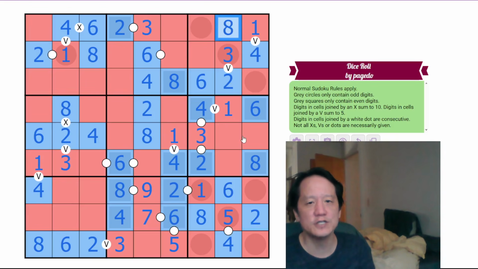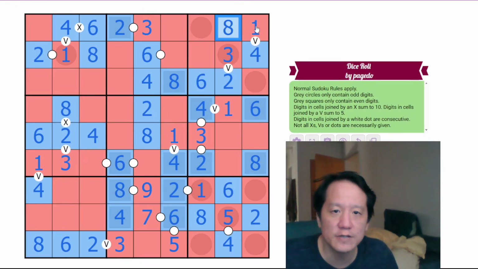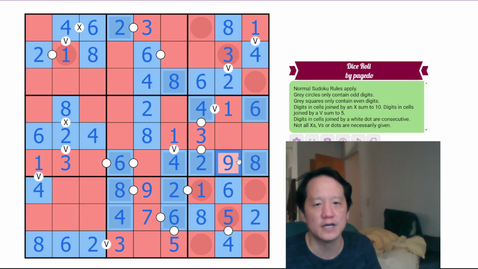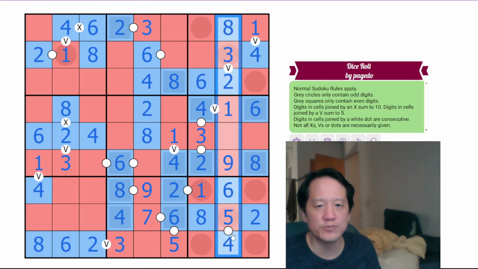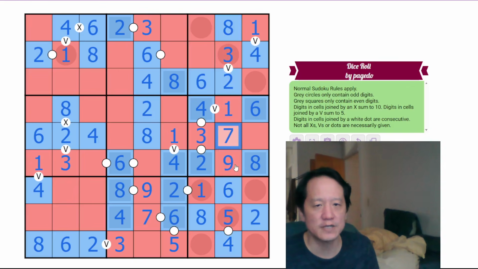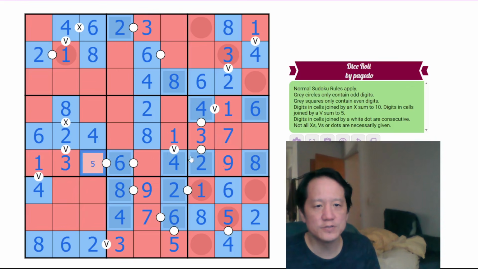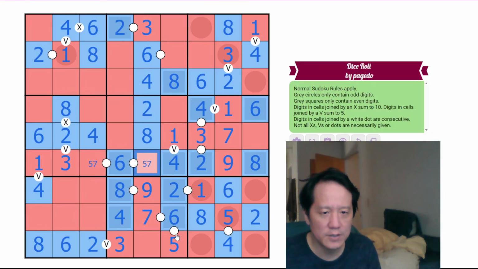Last even digit is an 8. And now this has to be 5 and 7 as a pair, so this can't be 5 or 7, it's 9, which leaves the last remaining digit in column 8 as a 7. So this is 5, 7 as a pair.